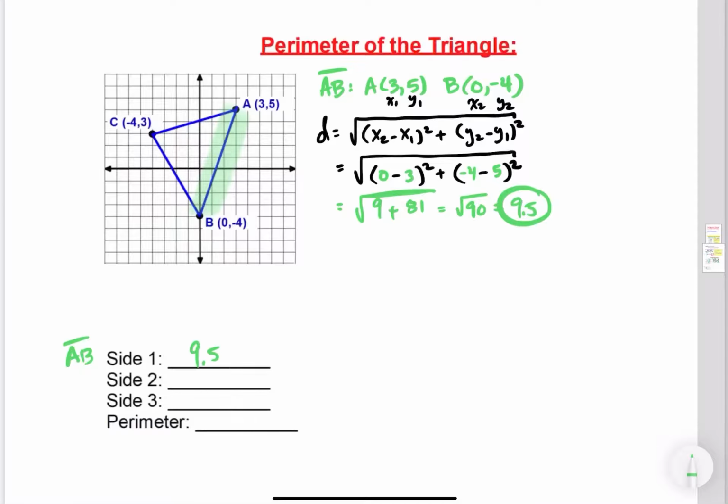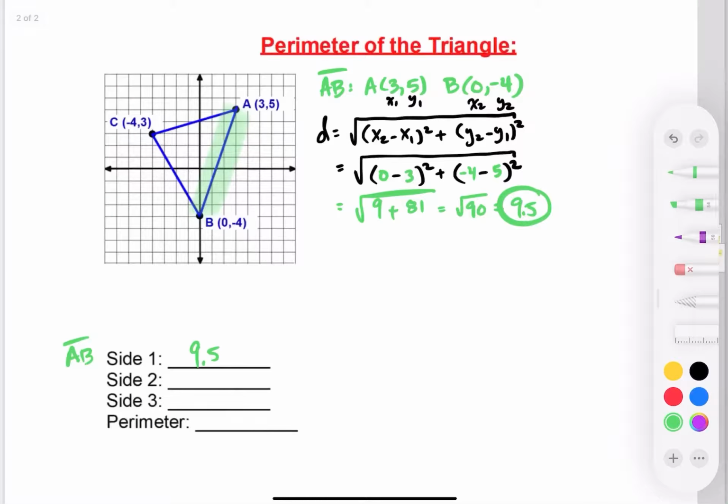Now for our second side, I'm actually going to do the Pythagorean theorem method. So let's take a look at our second side, side BC.